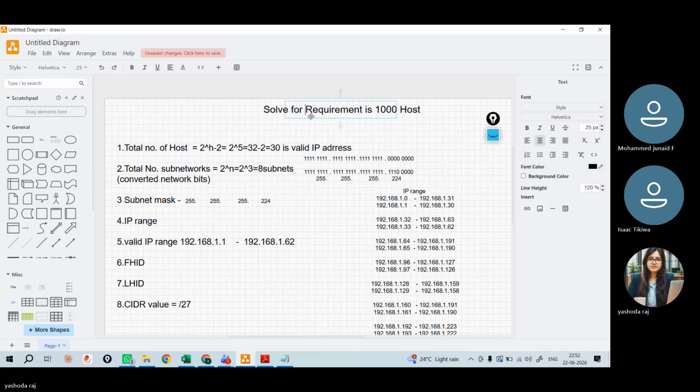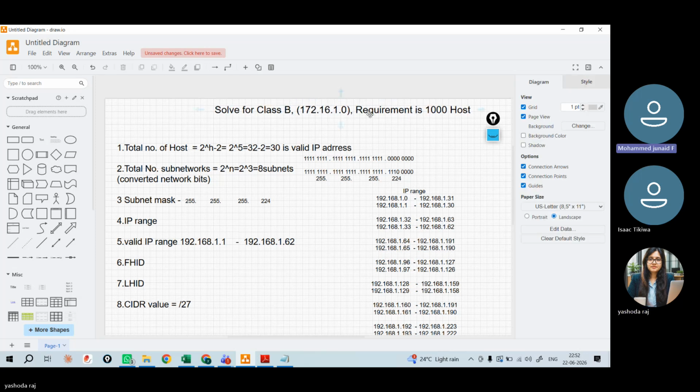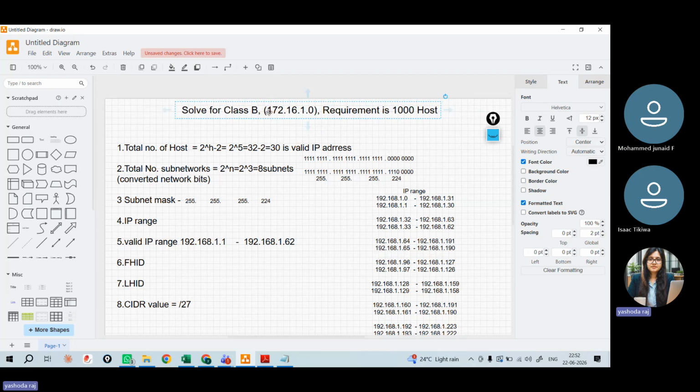Solve for class B. Example I will give: 172.16.0.0. So you can go with 1.0, like that, anything you can go. Can you work for this? Yes or no? Do you want me to show one, or will you try? We will try it. Solve for class B.